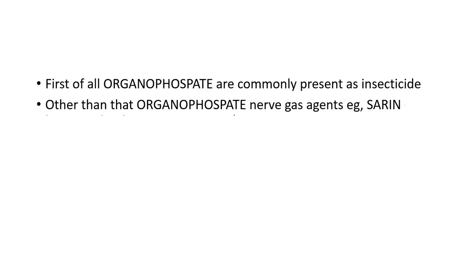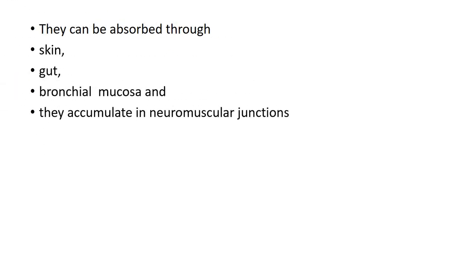First of all, organophosphates are commonly present as insecticides and they are more common in developing countries. Other than that, there are organophosphate nerve gas agents like sarin. These organophosphate agents can be absorbed through the skin, gut, and bronchial mucosa, and they can accumulate in the neuromuscular junction.